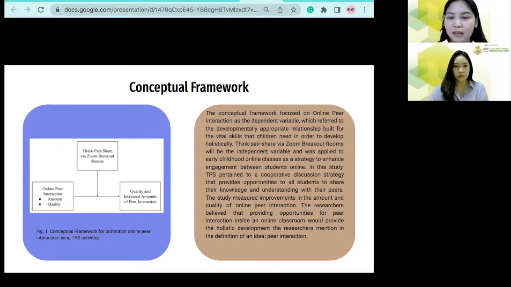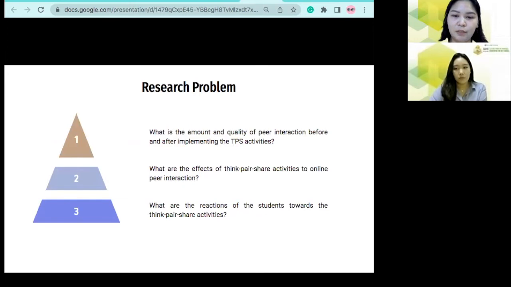In this study, TPS pertains to a cooperative discussion strategy that provides opportunities to all students to share their knowledge and understanding with their peers. The study will measure improvements in the amount and quality of online peer interaction, which the researchers believe that providing opportunities for peer interaction inside an online classroom will provide the holistic development the researchers mentioned in the definition of an ideal peer interaction.